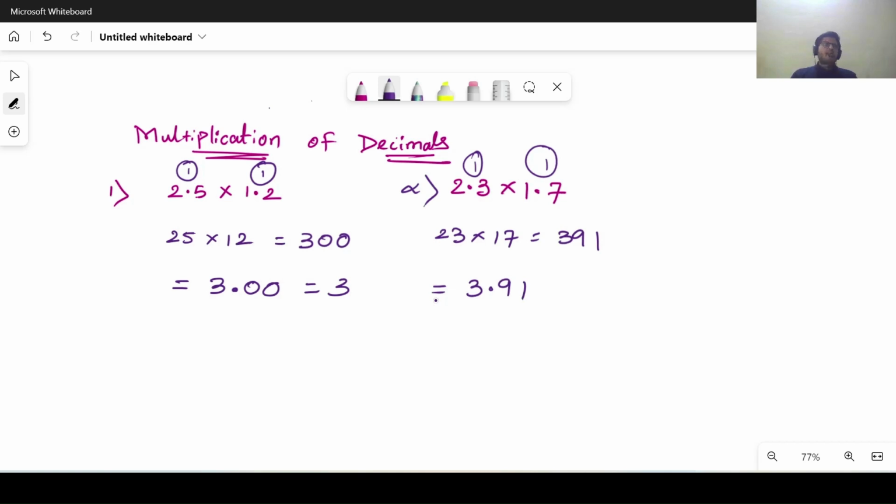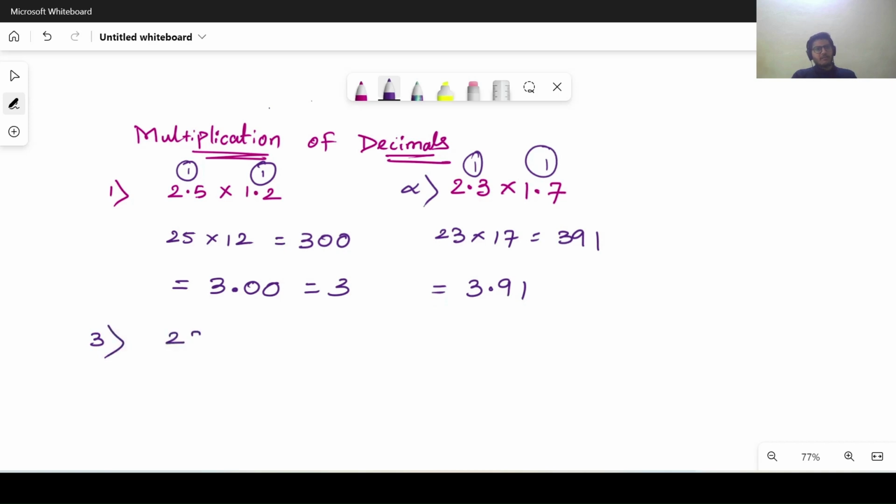Now, what kind of variations can you expect in the multiplication of decimals? Students, when we are multiplying decimals, there is a possibility that a number could be a 3-digit number or a 4-digit number. So you don't have to worry about it. You just have to follow the rules.